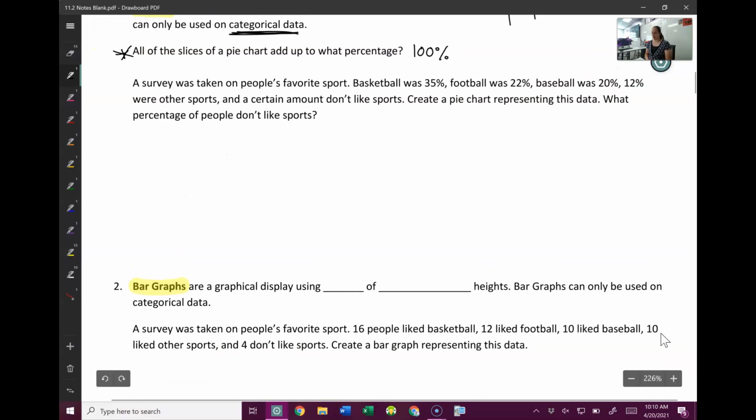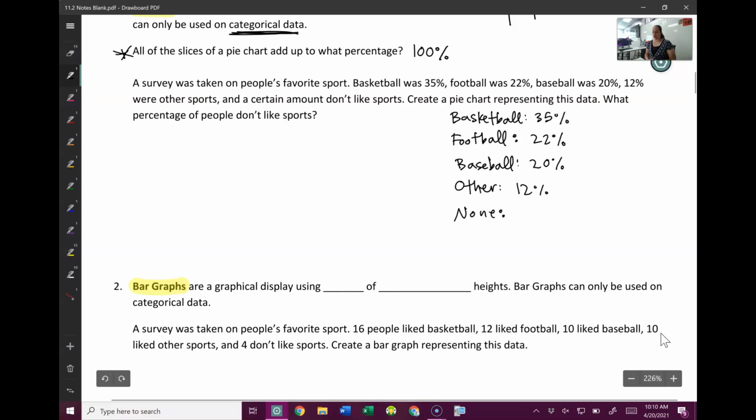So if we look at this question right here, a survey was taken on people's favorite sports. Basketball was 35%. Let's list these out. So we got basketball, 35%. Football was 22%. Baseball was 20%. Other was 12%. And then there's some amount that don't like sports.